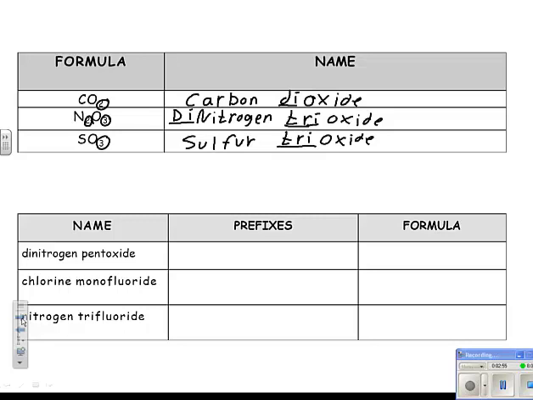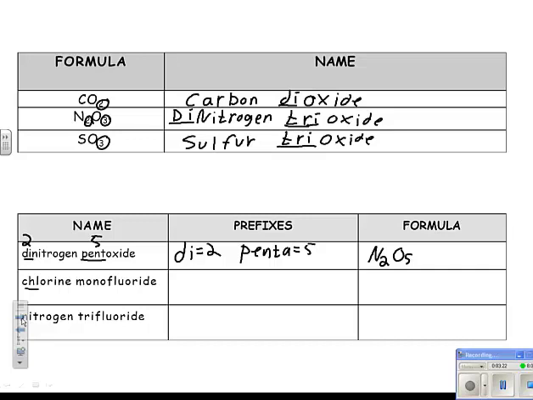So the next one, dinitrogen pentoxide. Di is 2. Penta is 5. So di equals 2. Penta equals 5. Okay, so the formula, dinitrogen, so the formula for nitrogen is N. We have 2 of those. Pentoxide, so oxygen is 5.